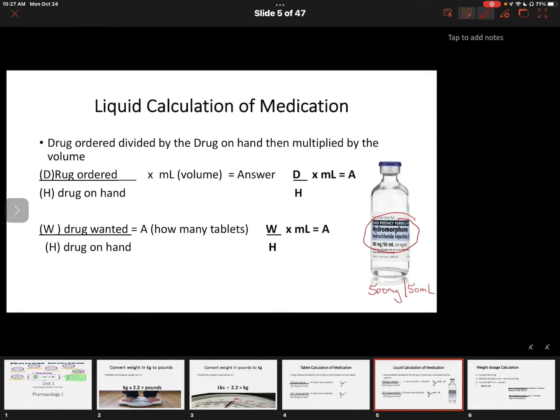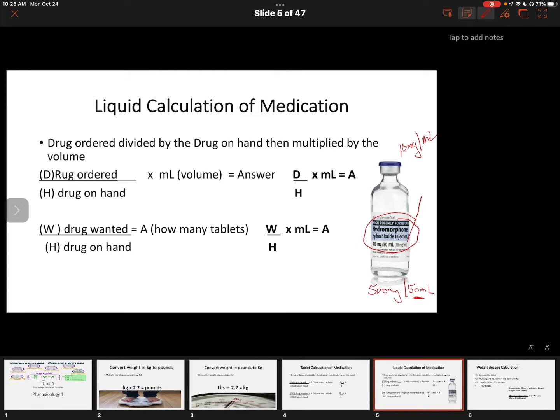You can't see it very well, but over here on the side, it says 10 milligrams for every 1 milliliter. So every 1 milliliter equals 10 milligrams. There's a total of 50 milliliters in this bottle. Or if you just looked at the entire bottle, it's 500 milligrams for all of the 50 milliliters.